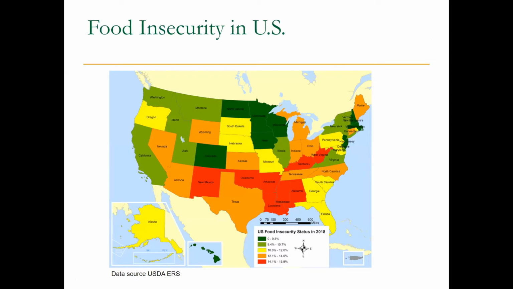Coming back to the United States, I made a map based on the data collected by USDA, just to show how food insecurity rates vary from state to state. You do see some states are better. Those green states are better, with rates from 0 to 9 something percent. But other states, like New Mexico and Oklahoma, have relatively higher food insecurity rates. And Arizona is about 13%, so in this range.